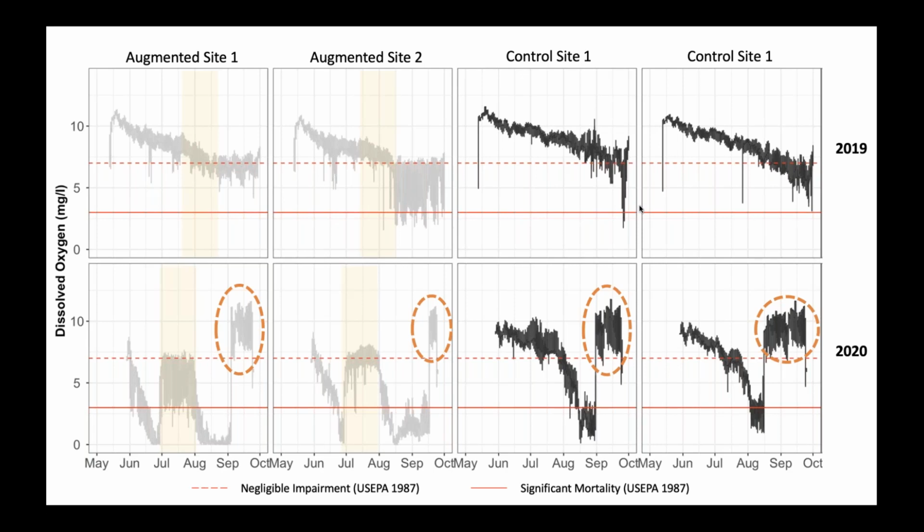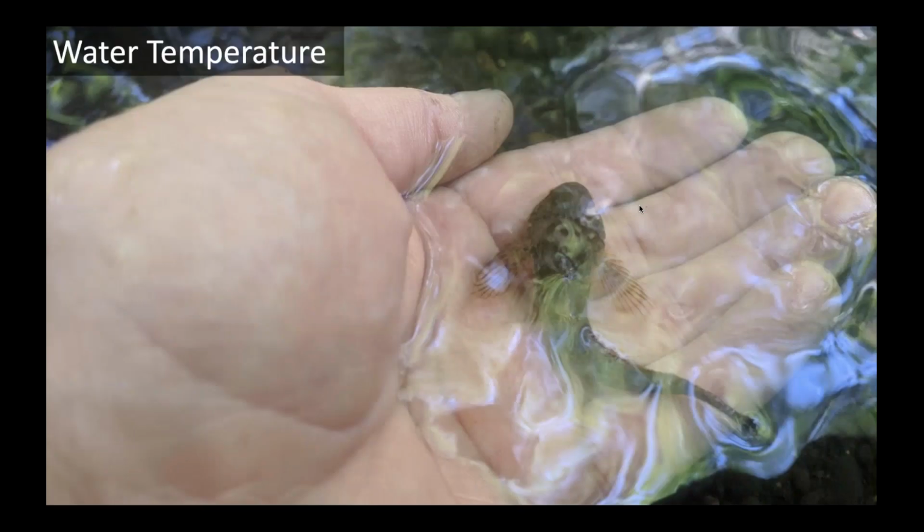I forgot to mention the dashed red line is considered negligible impairment for dissolved oxygen at around 7 milligrams per liter, and the solid red line is where you start to see significant mortality. I always put threshold values with a little bit of trepidation or a grain of salt, because of course there's a whole host of co-varying ecological and physiological variables that really mediate what those thresholds mean to any individual animal. But these are good general numbers to start thinking about as an introductory way to think about the effects of augmentation on dissolved oxygen. So let's take a look at water temperature next, and here's a little riffle sculpin from Porter Creek.